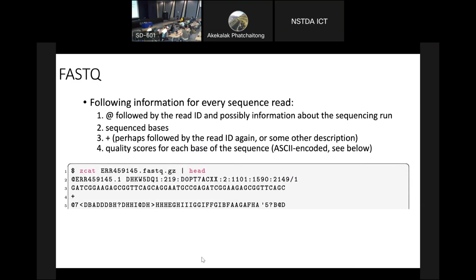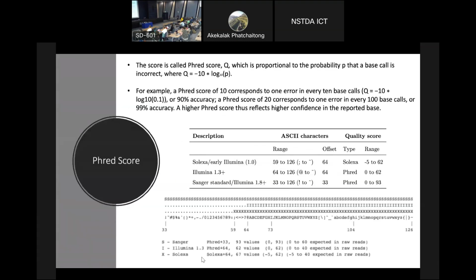And then on the fourth line, you have quality scores, which are also referred to as Phred scores. Okay, so these are quality scores. Now, the score is called the Phred score, or Q, which is proportional to the probability P that a base call is incorrect, where Q has this equation. So what does a Phred score of 10 mean? It corresponds to one error in every 10 base calls, or 90% accuracy, right? A Phred score of 20 corresponds to one error in every 100 base calls, or 99% accuracy, right? So the higher the Phred score, the better the accuracy.